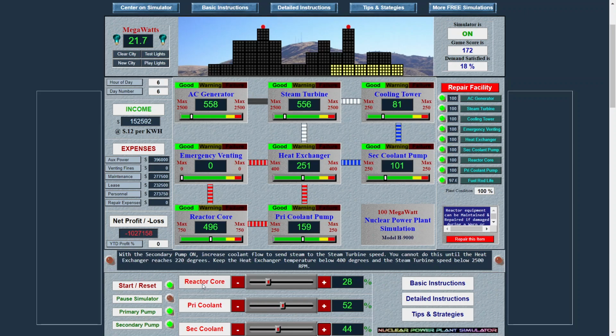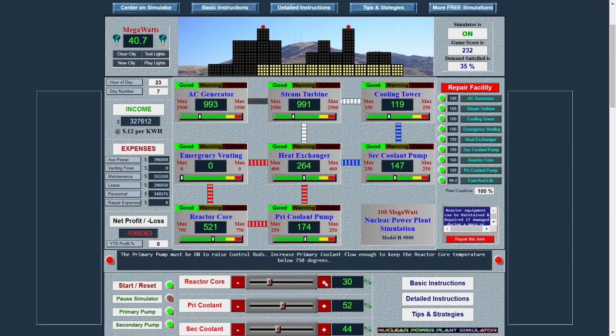So the effect of increasing reactor core, which means withdrawing control rods, is to increase reactor temperature. The effect of increasing primary coolant is to decrease reactor temperature and increase heat exchanger temperature. The effect of increasing secondary coolant is to decrease heat exchanger temperature and increase steam turbine RPMs, which is the speed of the steam turbine, and also the temperature of the cooling tower.